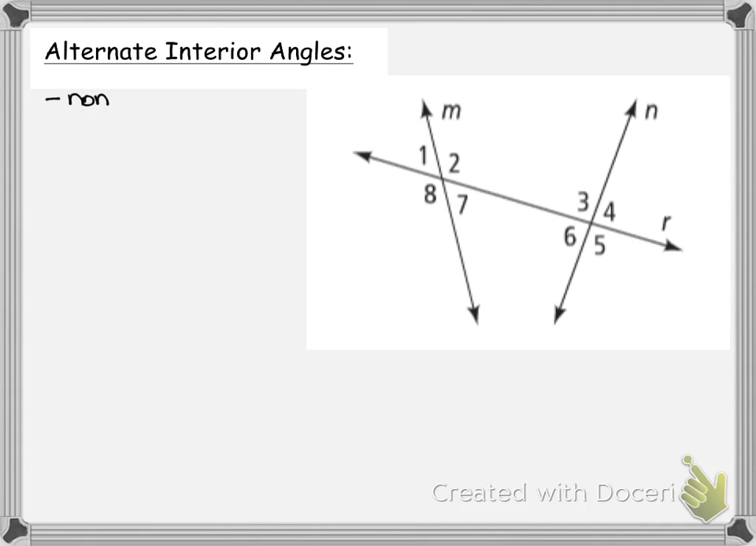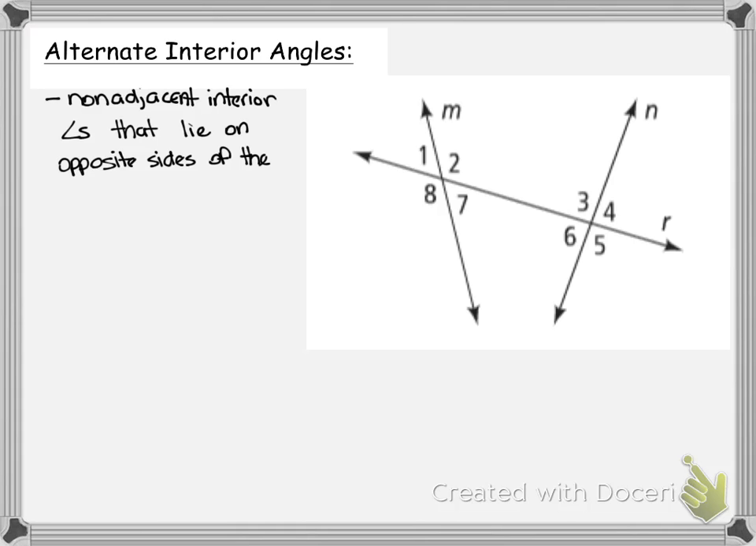non-adjacent, so they're not beside each other. Interior angles, so they're inside the lines, that lie on opposite sides of the transversal. Okay, so the really important part is that they're interior and they're on opposite sides of the transversal.